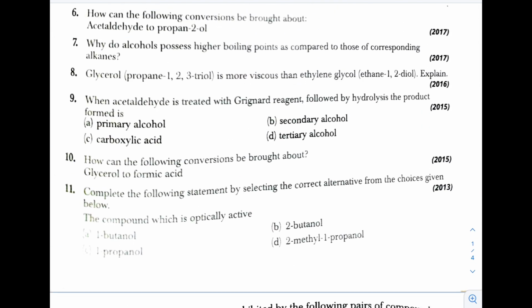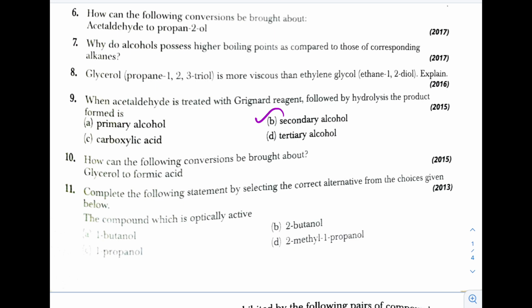When acetaldehyde is treated with Grignard reagent followed by hydrolysis, the product formed is aldehyde. When any aldehyde except formaldehyde reacts with Grignard, it produces nothing but secondary alcohol. So B is the correct answer. Next we'll move to question 10. How can the following conversion be brought about? Glycerol to formic acid.